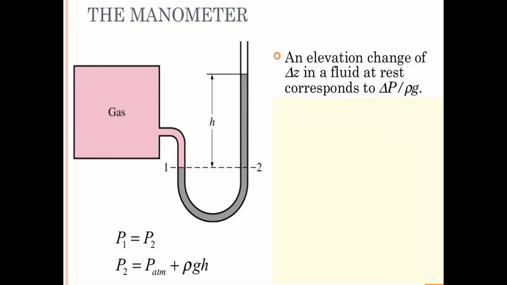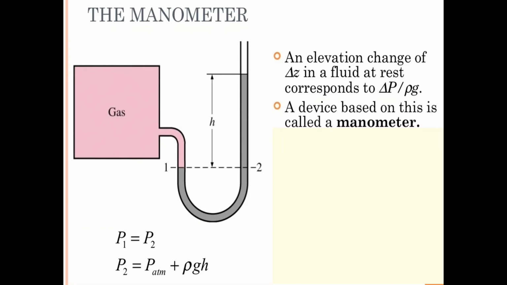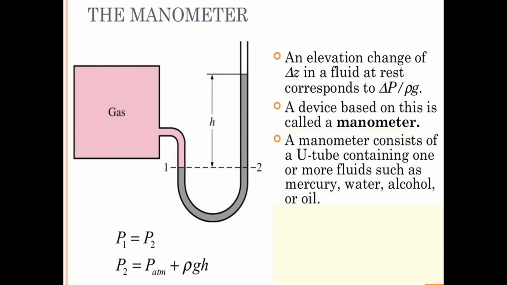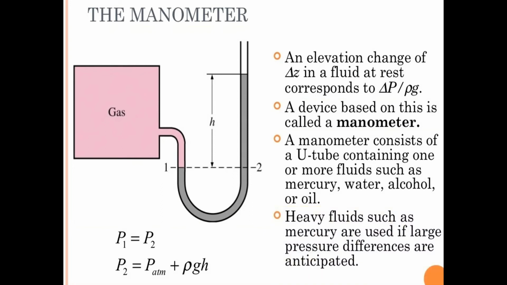An elevation change of delta Z in a fluid at rest corresponds to delta P over rho G. A device based on this is called a manometer. A manometer consists of a U-tube containing one or more fluids such as mercury, water, alcohol, or oil. In terms of large pressure, heavy fluids like mercury are used.